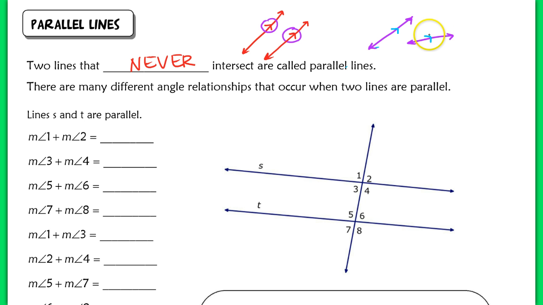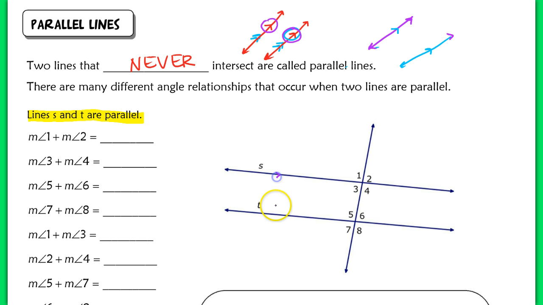So we might want to redraw it a little bit better, like this, to show that those are parallel lines to one another. So we always look for these little arrows, and sometimes they'll be double arrows like this to show that the lines are parallel to one another, unless they specifically state that the lines are parallel. Now there are many different angle relationships that occur when two lines that are parallel are intersected by a third line. So in this diagram here, we see that lines S and T are parallel. It's missing the little arrows, but it tells us specifically that S and T are parallel.